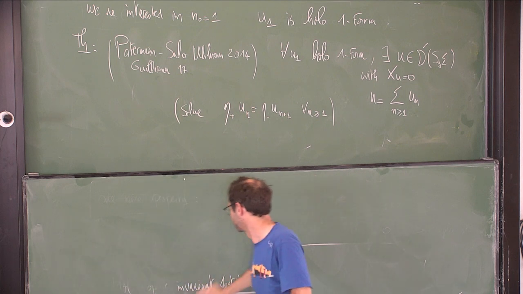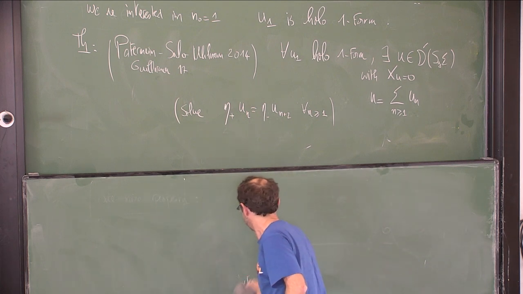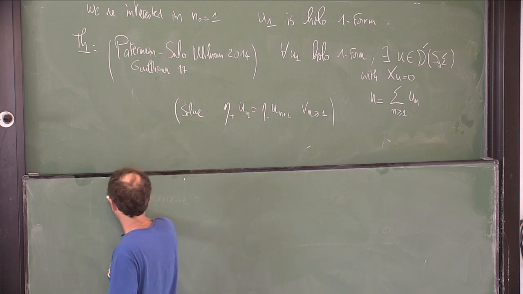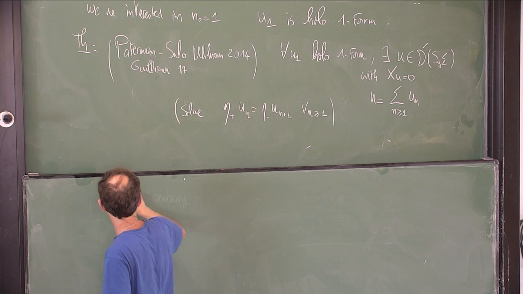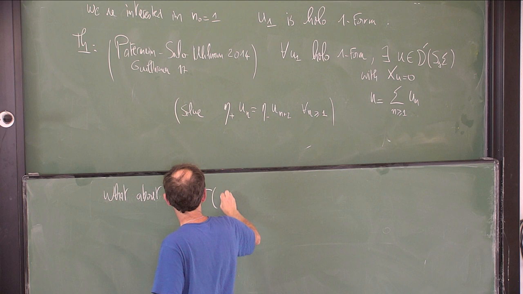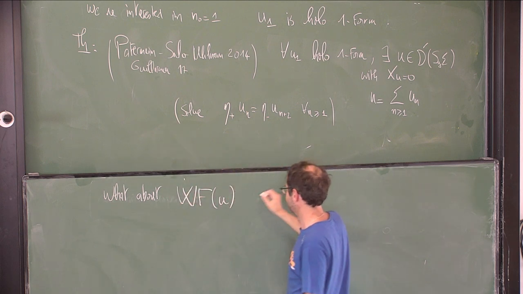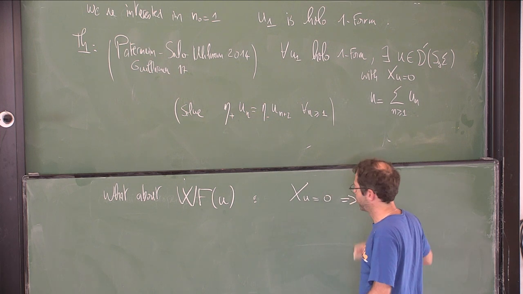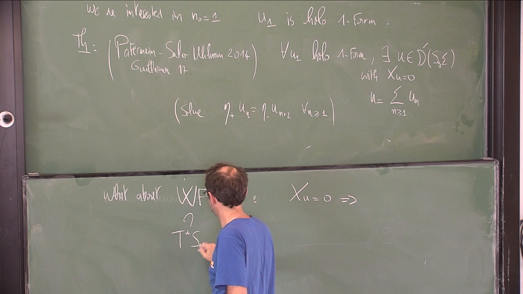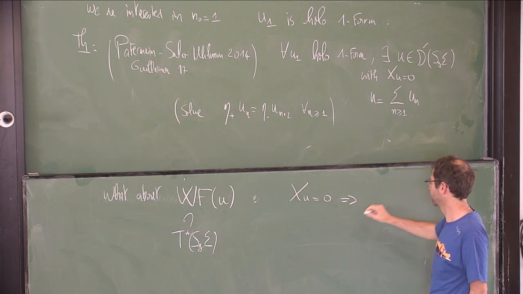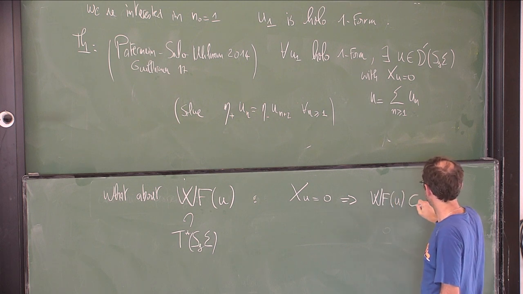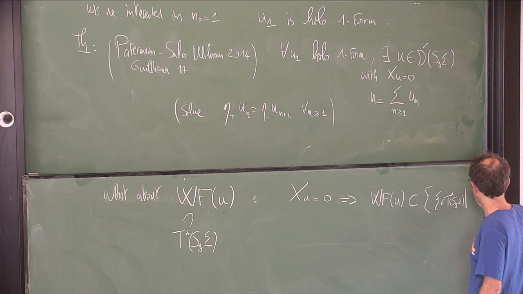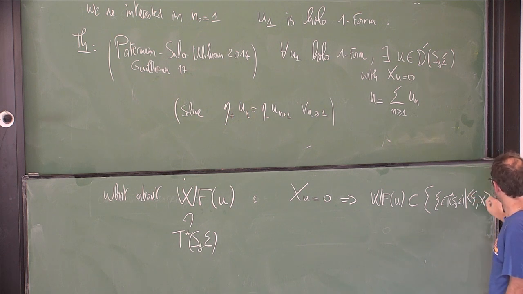OK, so now this is where microlocal analysis is coming, not in a very tough way. What about the wavefront set? Because Gabriel introduced what the wavefront set is, I don't need to recall. What about the wavefront set of u? Well, you have to look at the equation. Xu equals zero. So the wavefront set is a subset of T star SGσ. Xu equals zero, by ellipticity, implies that the wavefront set is contained in the ξ in T star SGσ such that ξ contracted with the geodesic vector field equals zero.